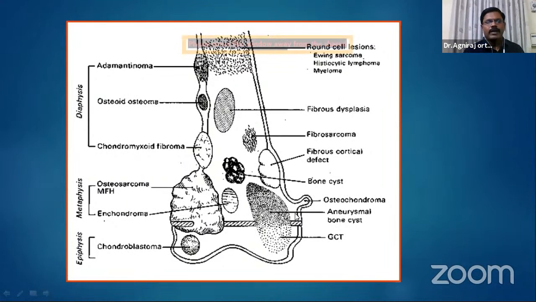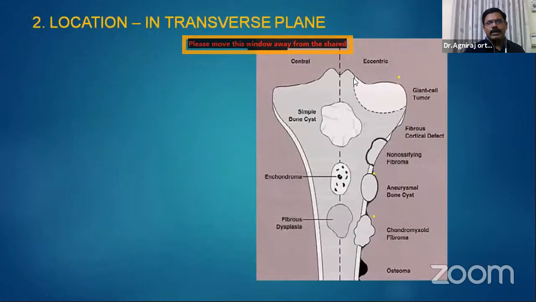You should never forget. And coming to diaphysis, D, O, osteoid osteoma, M for myeloma, multiple myeloma, E for Ewing sarcoma, S for secondaries, and A for adamantinoma. So these are the tumors based on the longitudinal location. Coming to the tumors in the transverse plane.